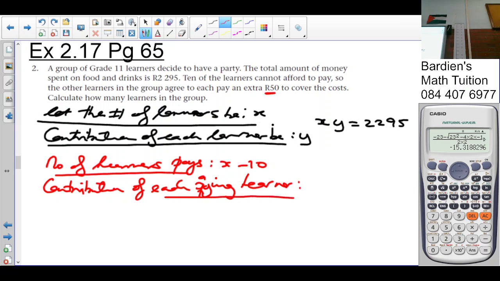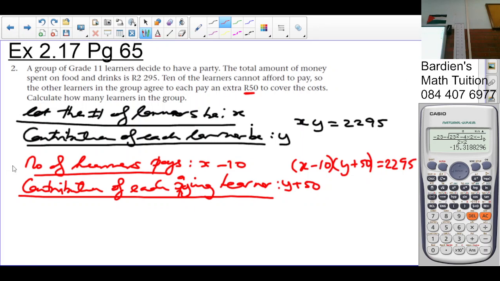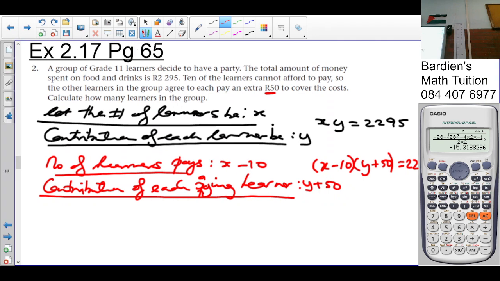Learner would be now what? Y plus 50. But if you multiply the number of learners paid and the contribution of each paying learner together, what should I get? X minus 10 times Y plus 50. That should foot the bill, cover the bill of 2,295. From there, it is a matter of simultaneous equations.